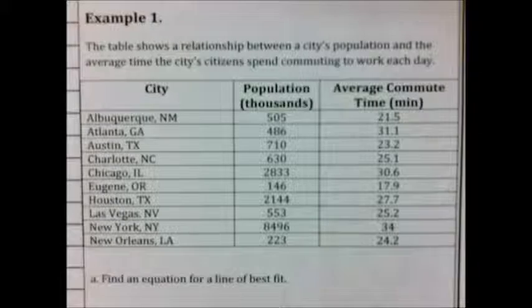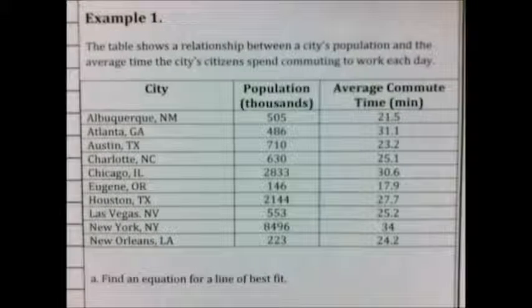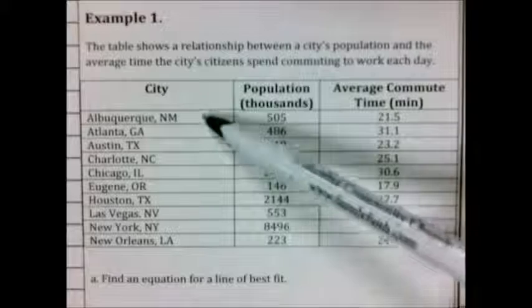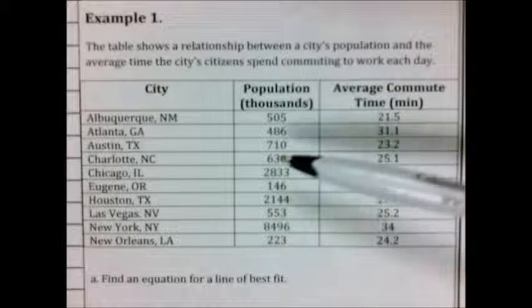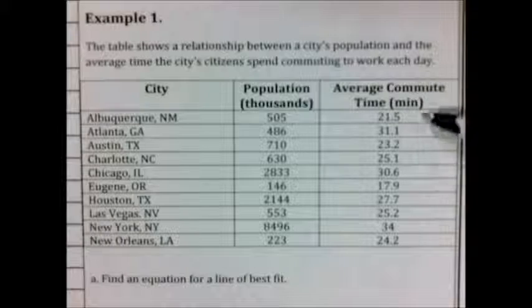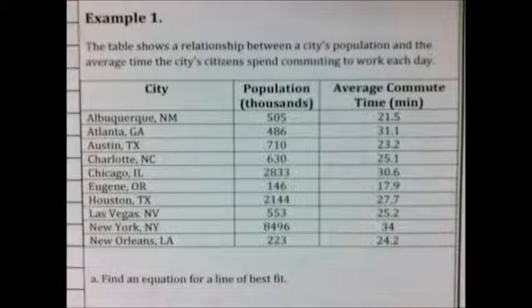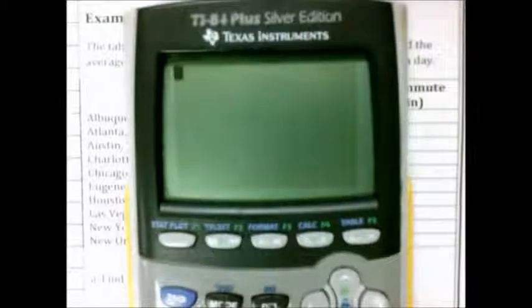Alright, so for example 1, it says the table shows the relationship between a city's population and the average time the city's citizens spend commuting to work each day, okay? We're given a list of different cities, the population in thousands, and the average commute time in minutes. So the very first thing we want to do is find an equation for a line of best fit.